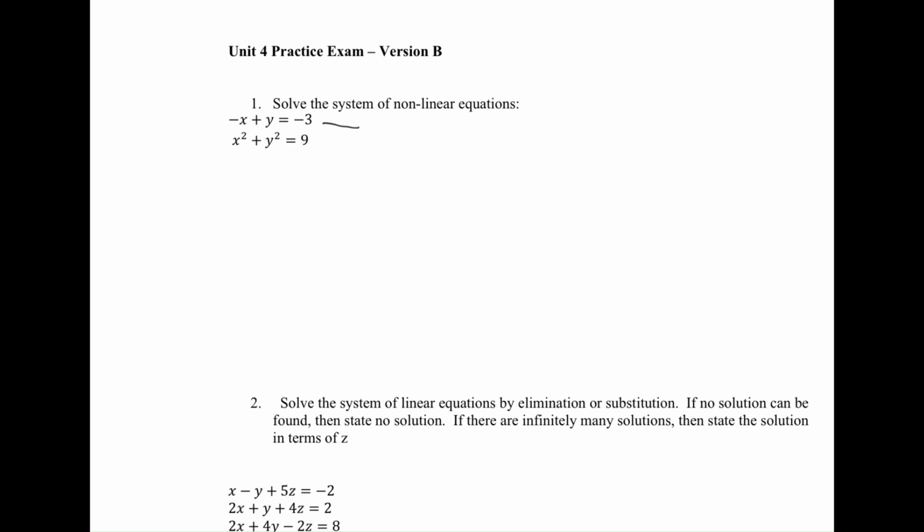So I'm going to take this top equation, add the x over. This is going to become y equals x minus 3. So then I can take this x minus 3 and substitute it in for that y. So then the bottom equation becomes x squared plus (x minus 3) squared equals 9.